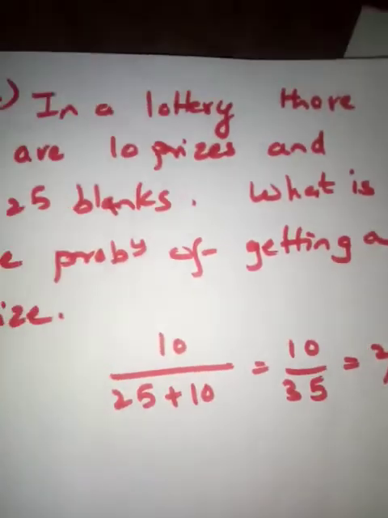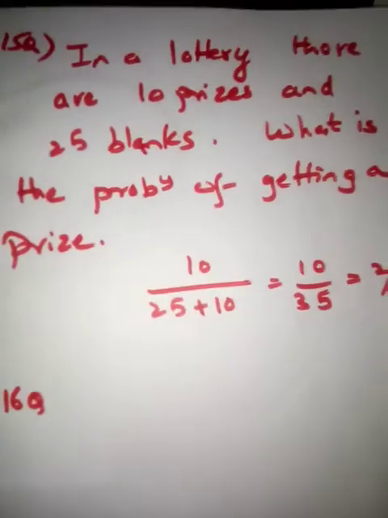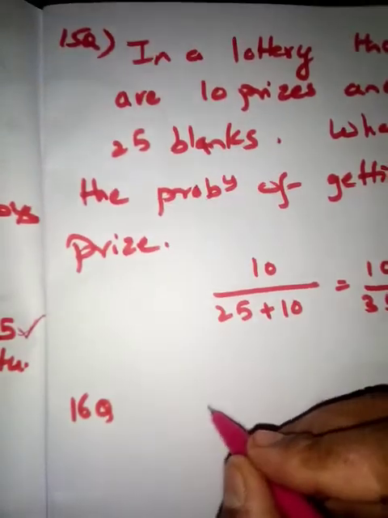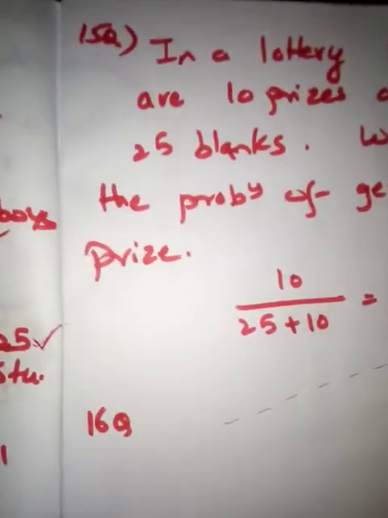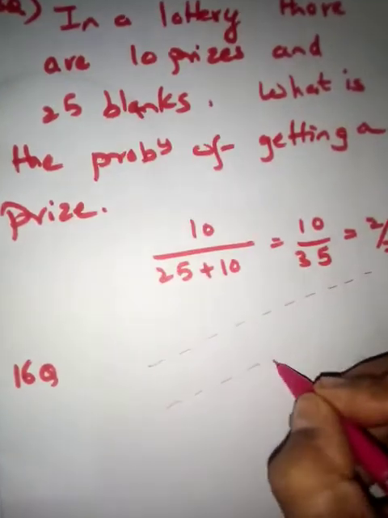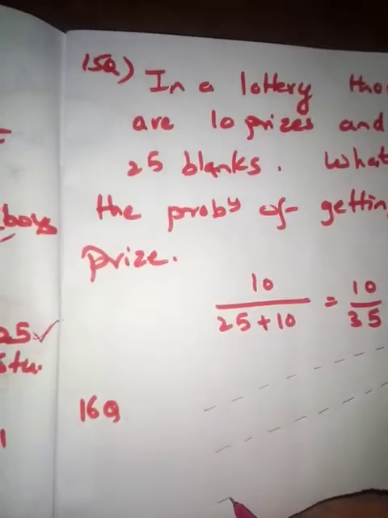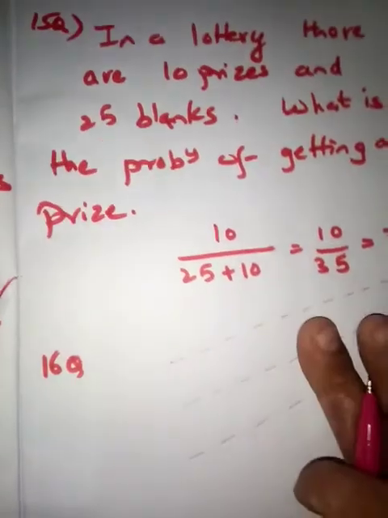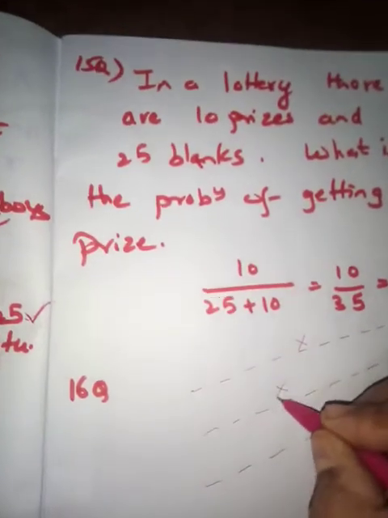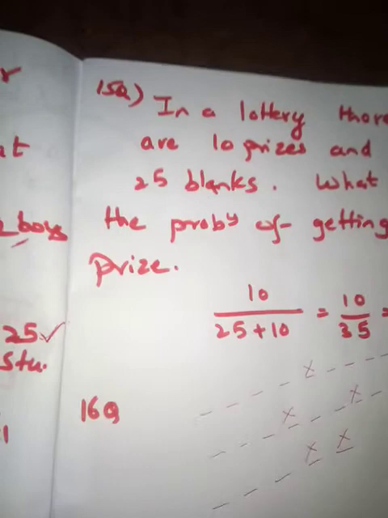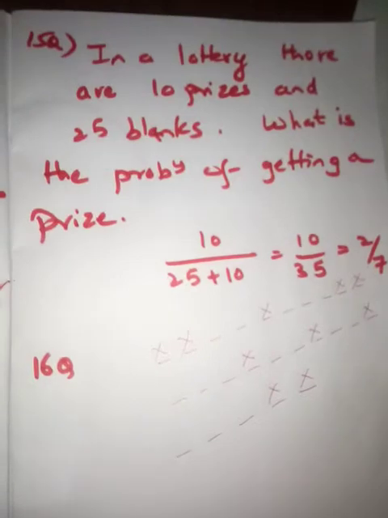Next question. In a lottery, there are 10 prizes and 25 blanks. In a lottery, there are 10 prizes. That means there are 25 blanks, 1, 2, 3, up to 25. And among these there are some 10 prizes, 1, 2, 3, 4, 5, 6, 7, 8, 9, and 10. So 10 are the prizes.